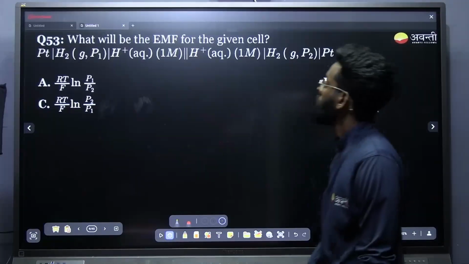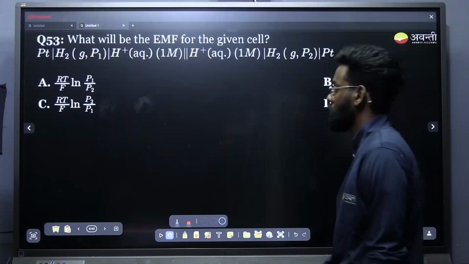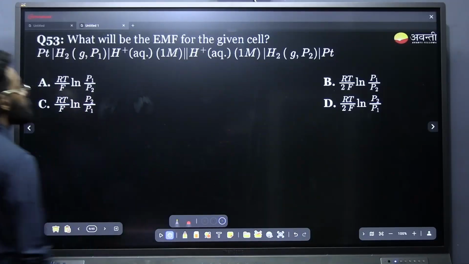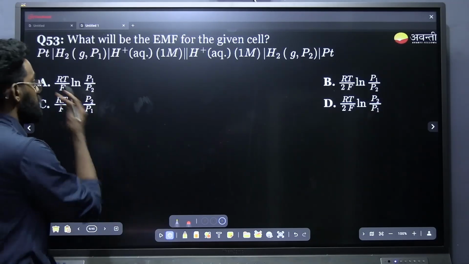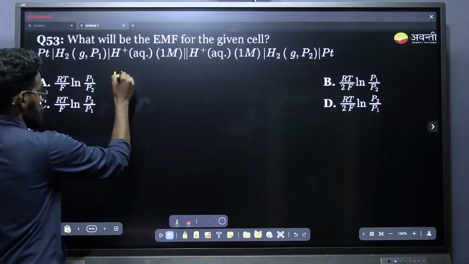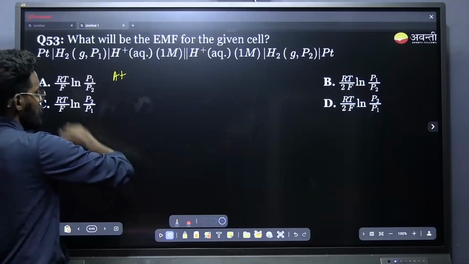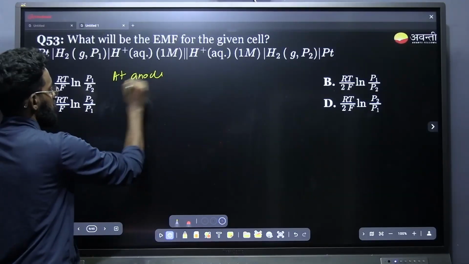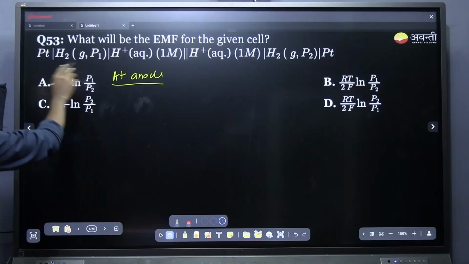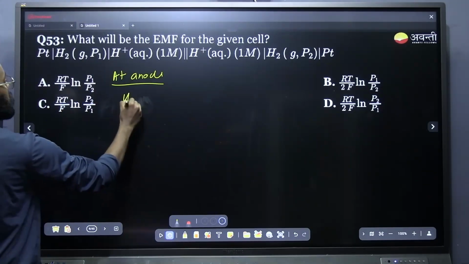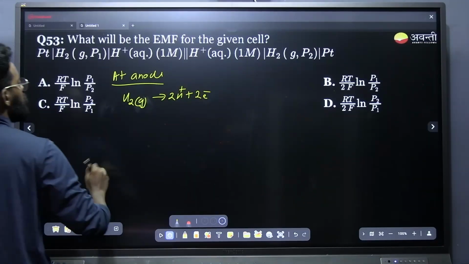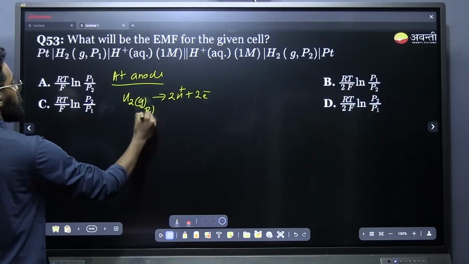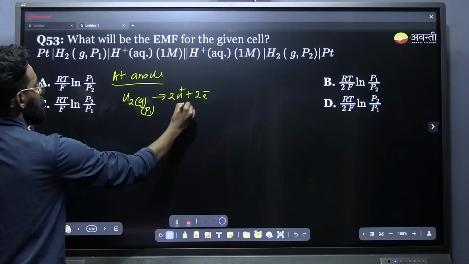Moving to the next. What will be the EMF for the given cell? We all know which equation we will be using for this. Nernst equation, we have to calculate the EMF under non-standard condition. So before going to the equation, write down the net cell reaction. First of all, write the reactions at anode and cathode. At anode, H2 gas is converting into 2 H plus plus 2 electron, and H2 gas is having a partial pressure of P1, and H plus having a molar concentration of 1 molar.